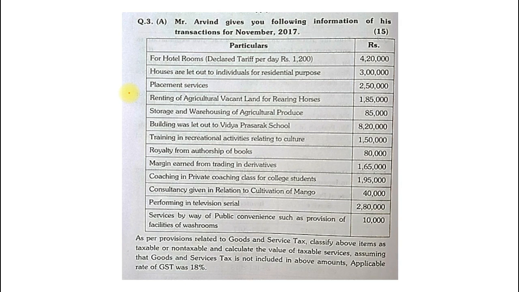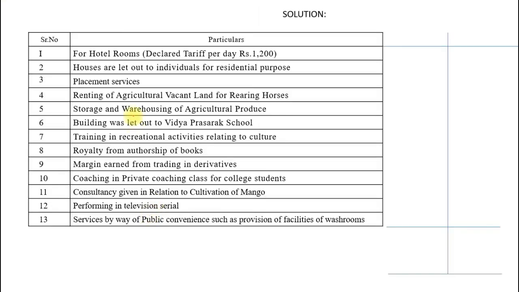So now see, very simple to solve. What we'll do here is make two columns. We'll note down these particulars as it is, and two more columns, taxable and non-taxable. Then whatever value you get for the taxable total, on that you'll have to calculate the GST at 18%. Now on the next slide, I'm noting down all these particulars as it is. So we have noted down all those 13 particulars.